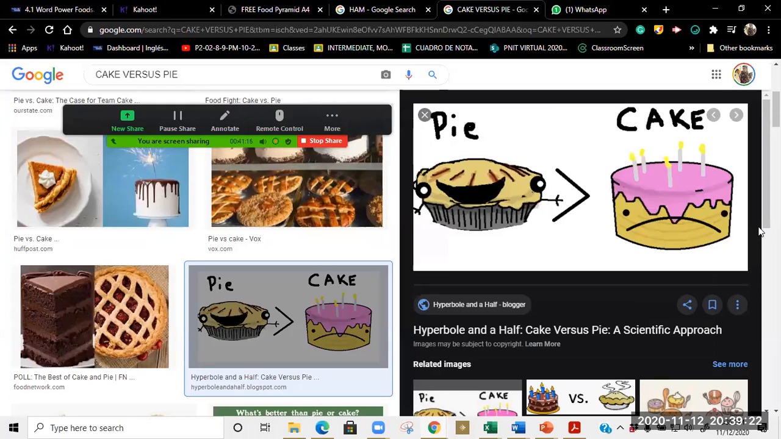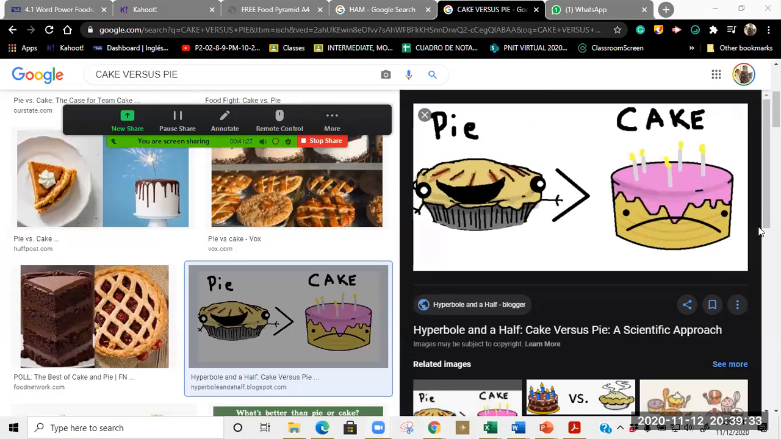So we all say pastel, un pastel de cumpleaños, but in reality it's a cake. Es un cake. O una torta de cumpleaños. Ah, es cierto. So, I don't know. Pero sí. ¿Ustedes cómo dicen? ¿Cake o pastel? In Spanish. Pastel. Pastel. Solo yo digo cake. No. Pastel.